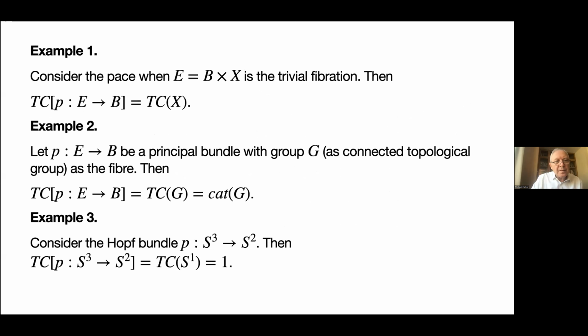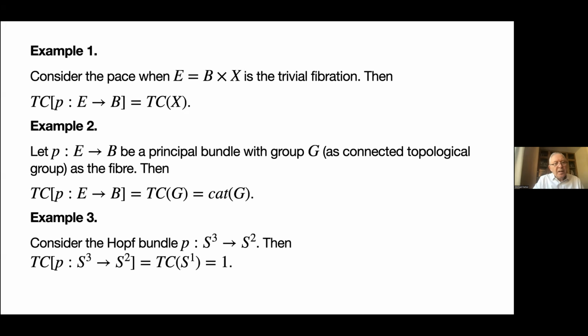So, I have to be careful about time, so I want to mention a few examples. If the fibration is a trivial bundle, then this parameterized topological complexity is the same as the complexity of the fiber, the complexity of X. So it is the usual invariant.